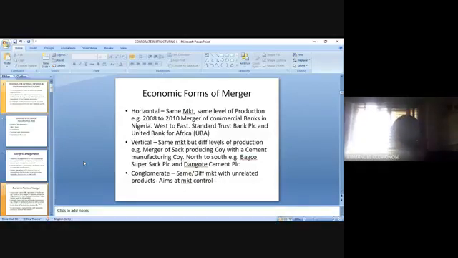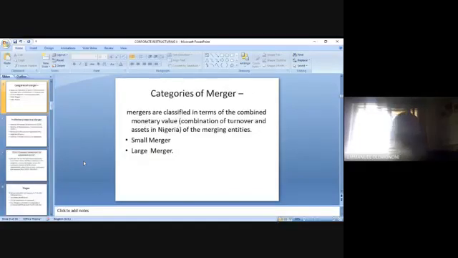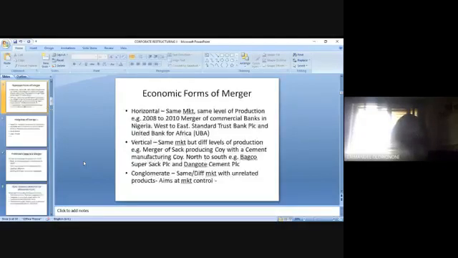All right, so let's take a look at the next issue, which is categories of merger. So far, we have examined the meaning of corporate restructuring, the external options, and the reasons and justification for external corporate restructuring. We also looked at the various options, and one of the options identified is merger. That is what brought us to merger. We have defined what mergers mean, we have examined the economic forms of merger, and now we come to categories of merger.